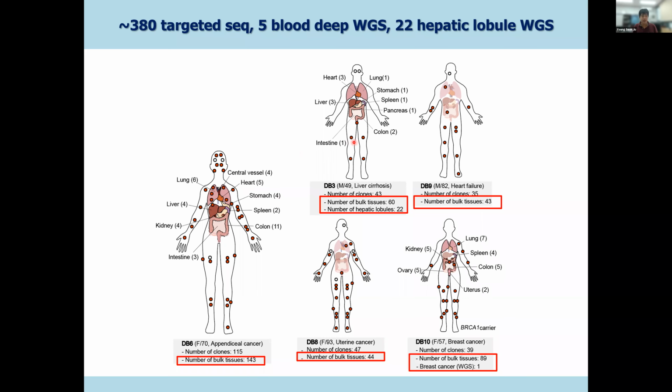From the 5 individual bodies, we collected around 400 deep bulk tissues. For example, in DB6, we collected around 143 bulk tissues from many different tissues like central vessels, heart, stomach, spleen, colon, intestine, and so on. So from 5 individuals, we collected around 400. From all the individuals, the blood tissues were sequenced using 100x whole genome sequencing. And from DB3, the hepatic lobules were laser microdissected and whole genome sequenced.